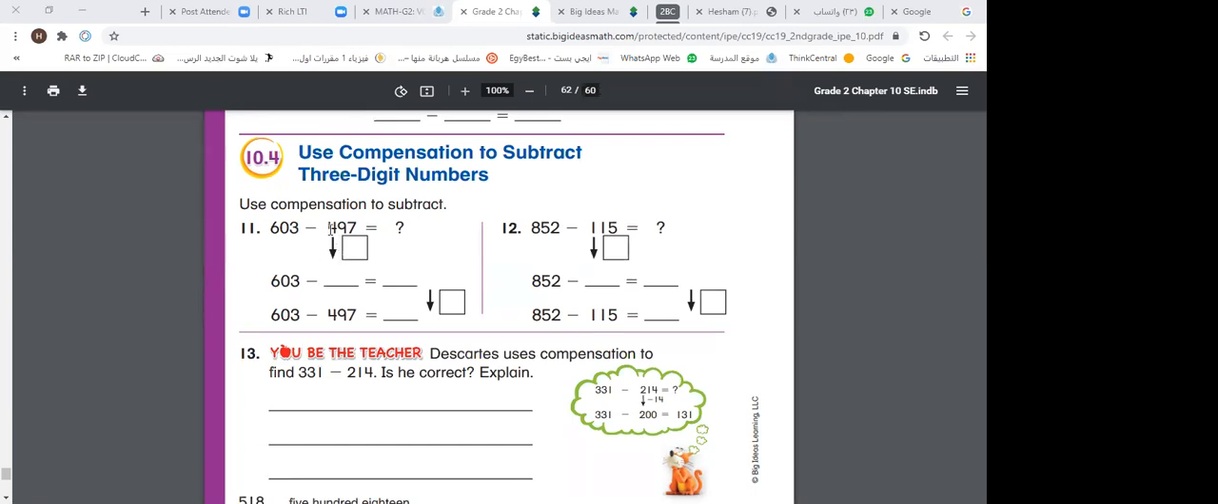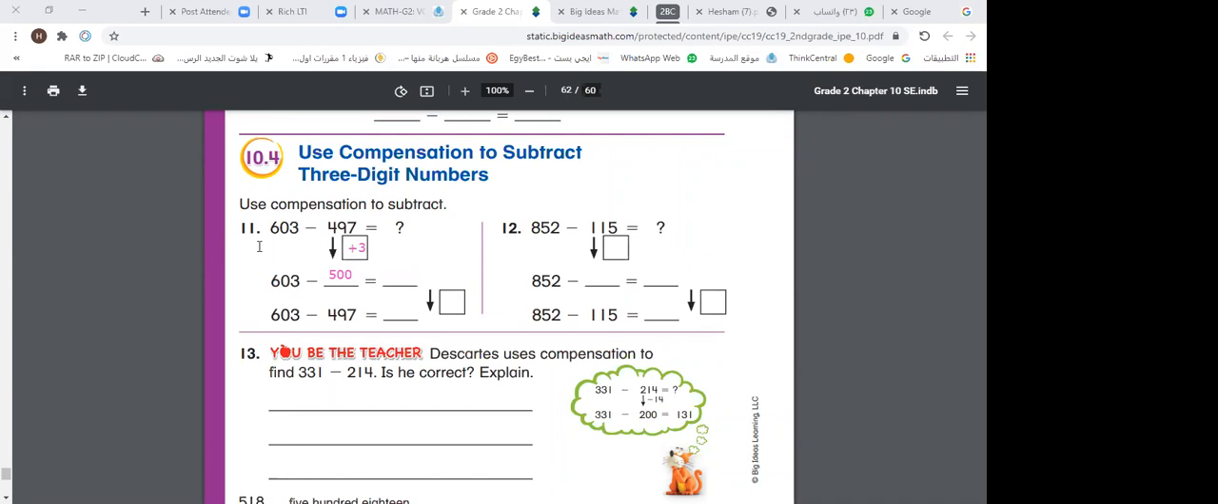497 needs what to be 500? To be a 100 number. 497 plus what number equals 500? Plus 3. Plus 3, that's right. So let's write here plus 3. Okay. Now, Omar, 497 plus 3 equals 500. Let's write here 500.